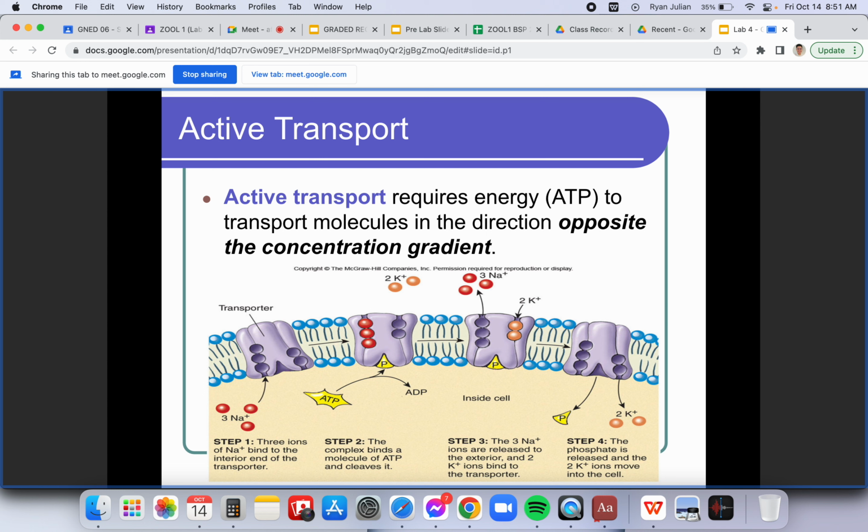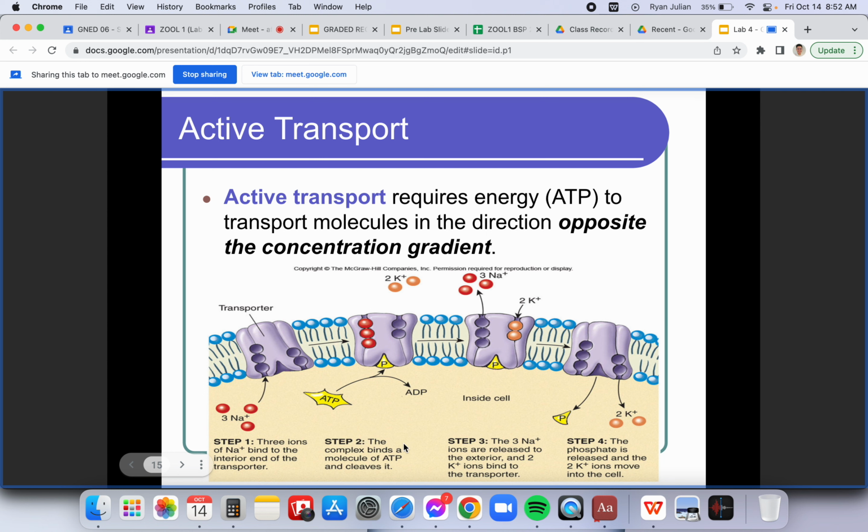So what about active transport? It requires energy in the form of adenosine triphosphate to transport molecules in the direction opposite the concentration gradient. These are the various steps that are involved in active transport. As you can see here on your screen right now, once again, we have the transporter molecule or protein, wherein three ions of Na+ bind to the interior end of the transporter. These are the holes that I am talking about, and these ions will eventually be bound onto these holes that you are seeing right now.